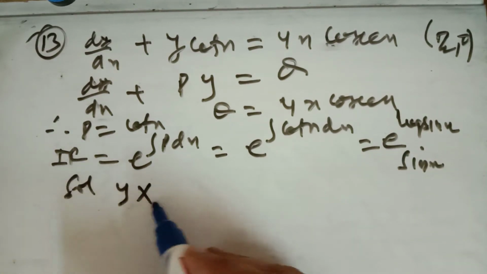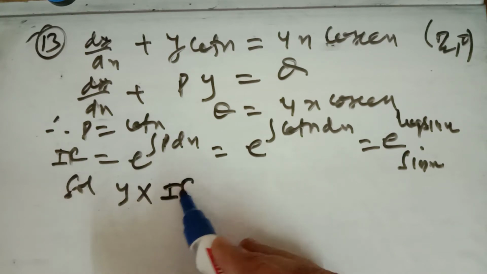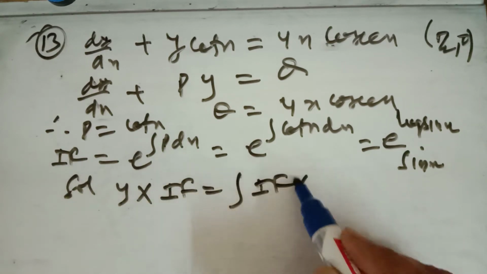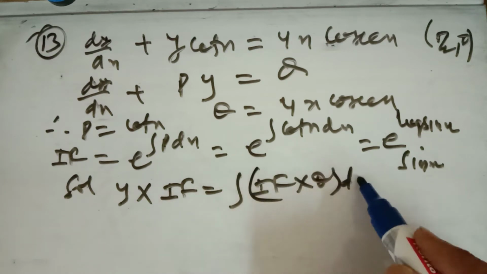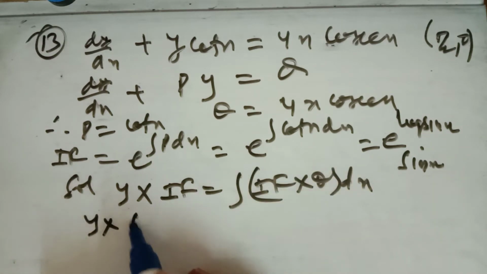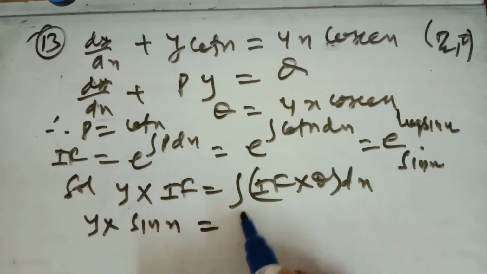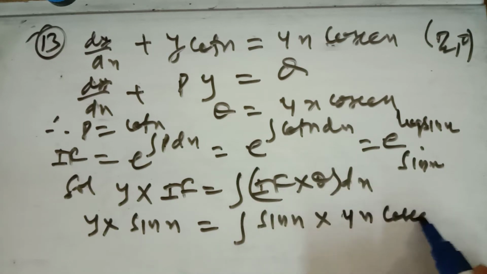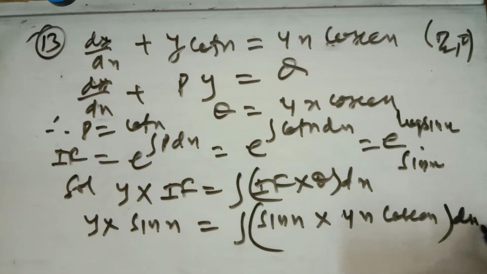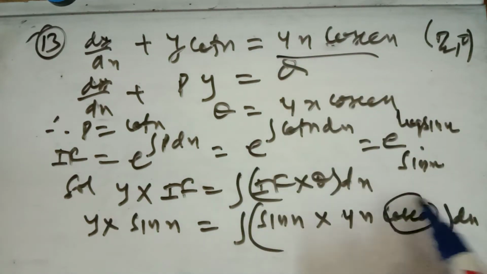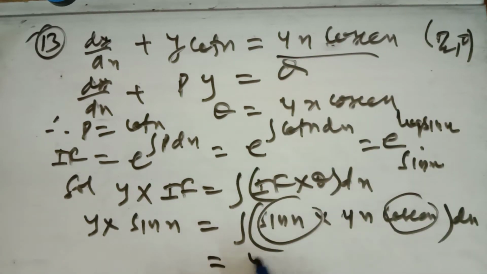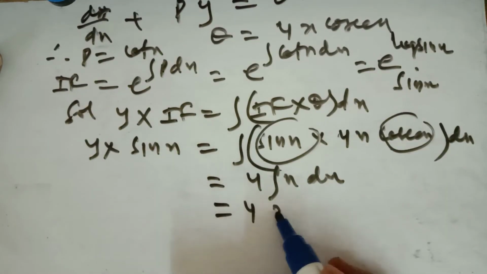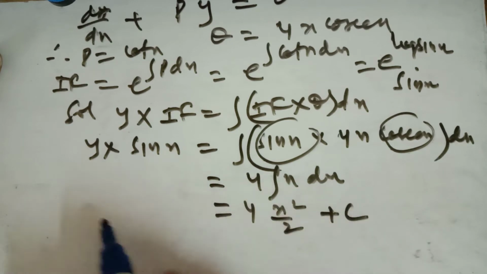Now the solution of this type of linear differential equation is y into integrating factor is equal to the integral of integrating factor into Q with respect to x. So y into sin x, sin x is the integrating factor, is equal to the integral of sin x into 4x cosec x, where 4x cosec x is the value of Q. So cosec x into sin x is 1. So it is the integral of 4x with respect to x, which will give 4x square upon 2 plus c.